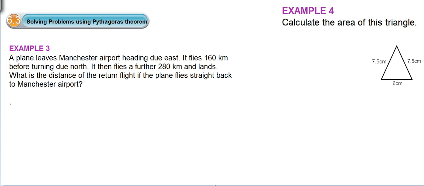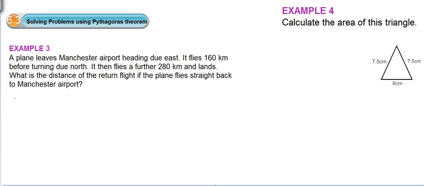Well, it says here a plane leaves Manchester Airport heading due east. It flies 160 kilometers before returning due north. It then flies a further 280 kilometers and lands. What is the distance of return flight if the plane flies straight back to Manchester?